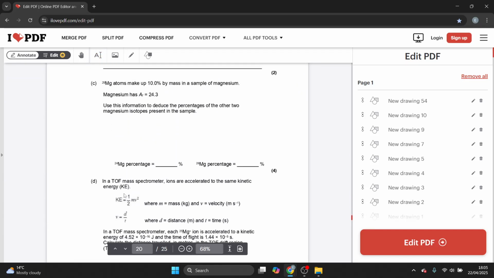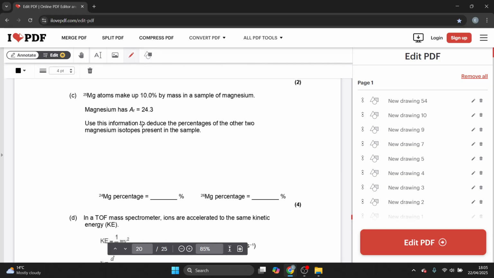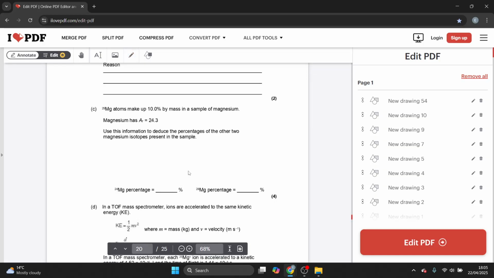What does that say? 25Mg atoms make up 10% of the sample of magnesium. Magnesium has this Ar. It uses this information to work out the percentage of the other two magnesium isotopes present in the sample.